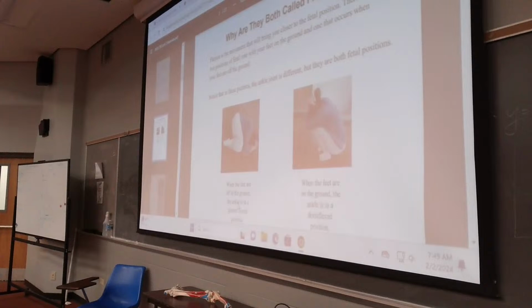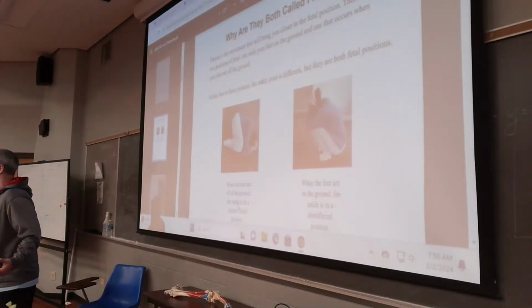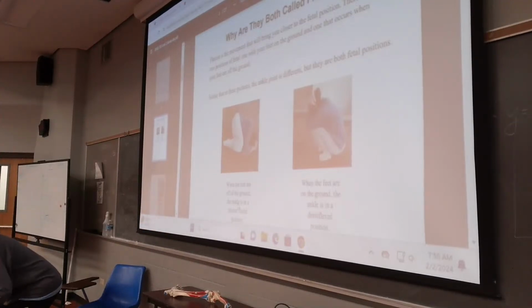So what Sarah's demonstrating is there's two different ways to get in the fetal. There are two different practical ways for our ankles to get in the fetal. The first one is when you're standing or when your feet are on the ground. If you were going to get in the fetal or get into a ball, it would make sense you wouldn't be like Michael Jackson, right?